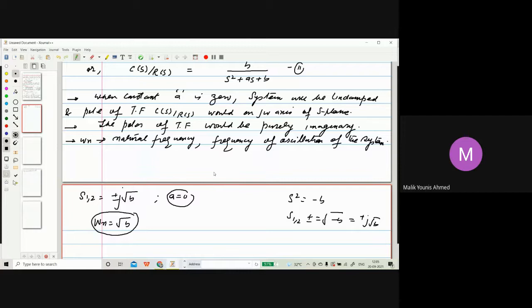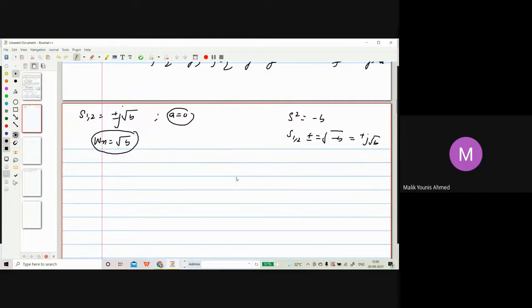Okay, so we have taken A equal to 0, the system is undamped, there is no damping in the system. Whatever frequency we are getting in the system is the natural frequency. So the frequency of oscillations of the system is the natural frequency. That is equal to under root b radians per second. Next, if we square it, then b will become omega n square, since omega n is under root b.